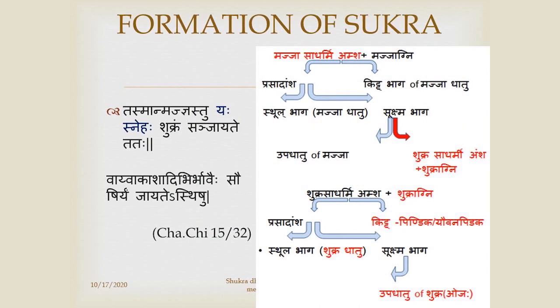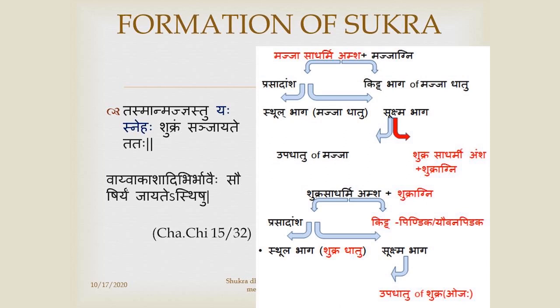Acharya Charaka, in Chikitsa 15th chapter, explains: Tasmat Majjastu Yah Snehah Shukram Sanjayate Tatah, Vayvagnyakashadibhir Bhavaih Saushiryam Jayate Asthishu. That is, from Majja Dhatu, Shukra will get originated. That is, from the Sneha portion of Majja Dhatu, Shukra will get originated. According to Dhatu Paka, when the Majja Sadharmi Amsha is acted upon by Majja Agni, a Prasadamsha will get formed and a Kittabhaga will get formed.